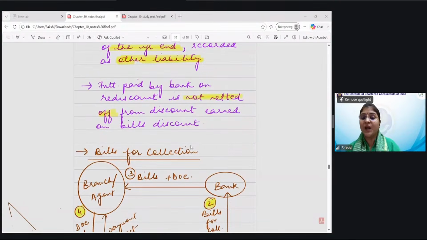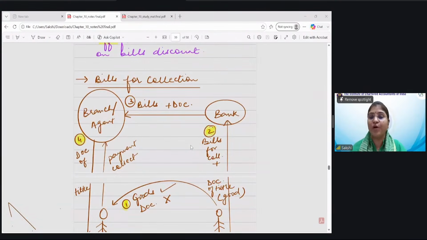Interest paid by the bank on rediscount is not netted off from discount earned on bills discount. It is recorded as expense. So this can come in your MCQ. Will you be able to answer that? Coming to another concept, that is bill for collection.